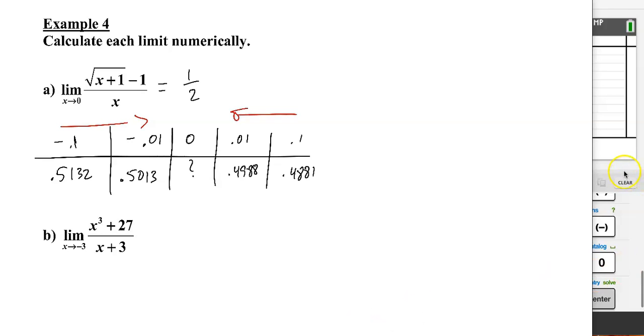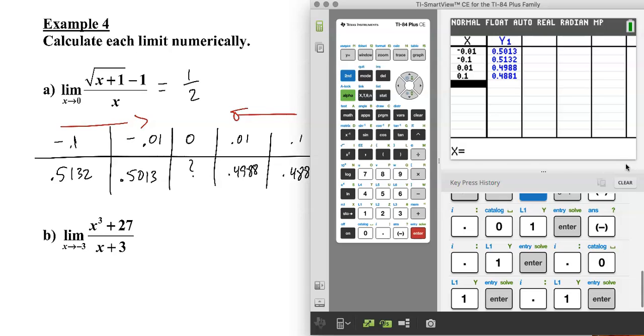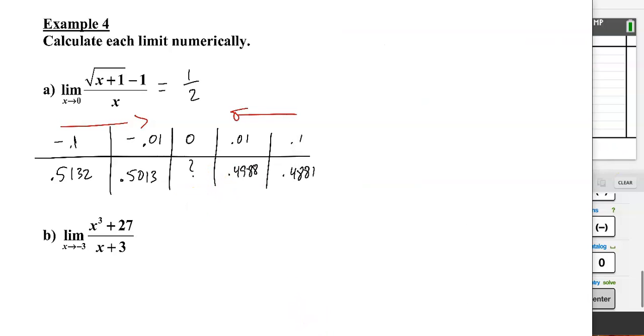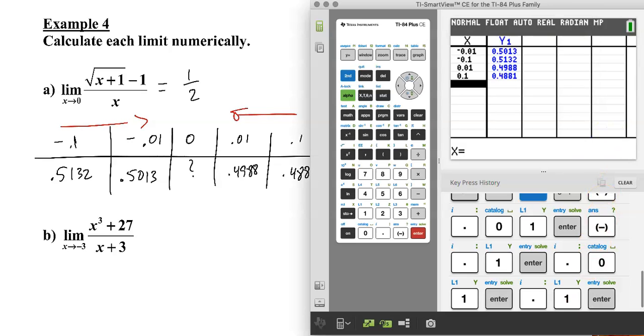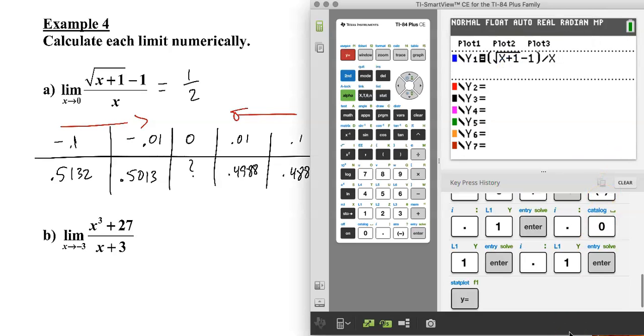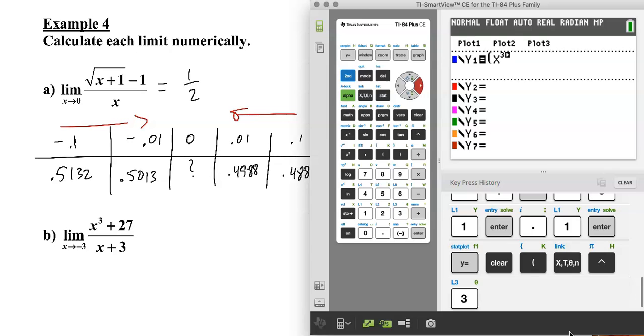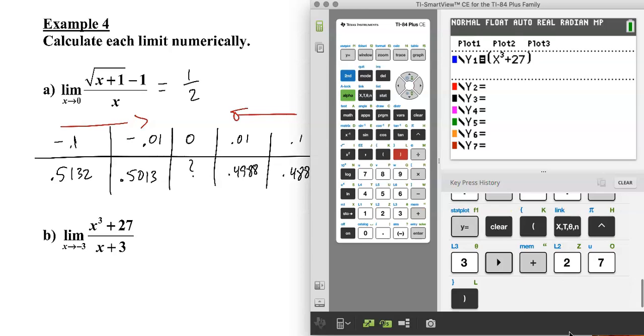And you can do it very quickly by putting your function into your y equals. So let's look at another one. Again, we'll figure out how to do this algebraically in the next lesson. But if I go to the next one, I'm going to go to my y equals and clear what I have. I have x cubed plus 27 over x plus 3.